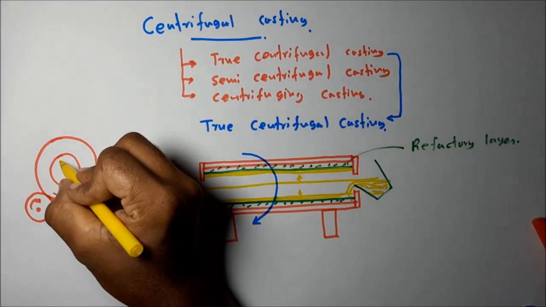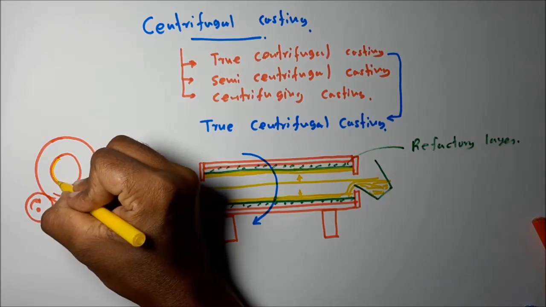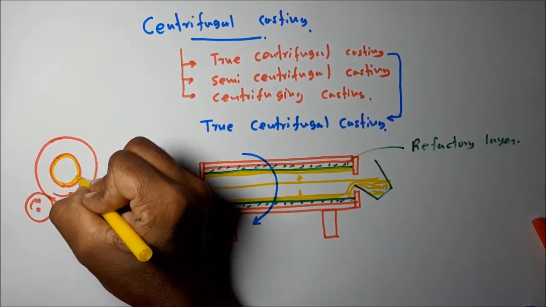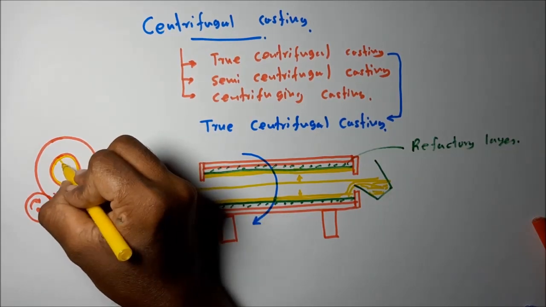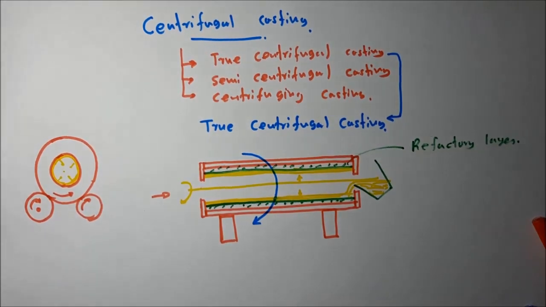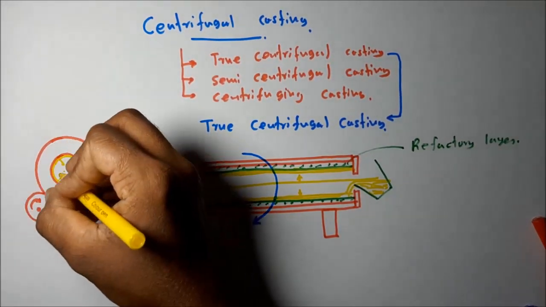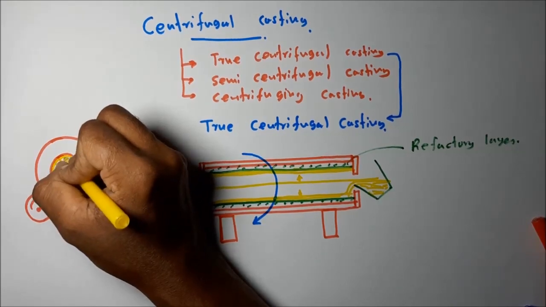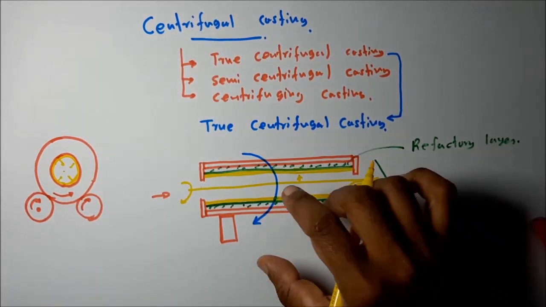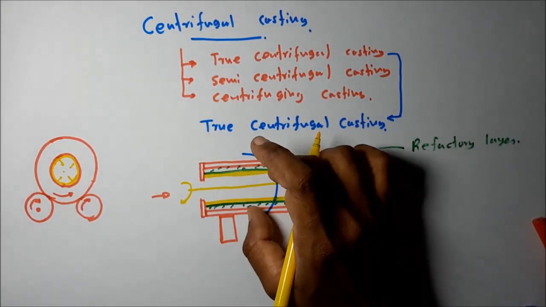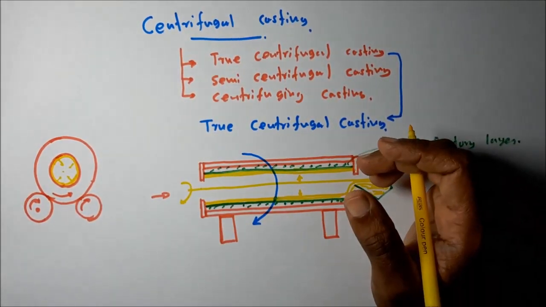Another important thing happens because of this centrifugal force. The air bubbles move backward and escape from the center, because of the pressure acting on the molten metal due to the centrifugal force. While rotating, the mold is allowed to solidify. After it solidifies, we have the product in cylindrical shape.